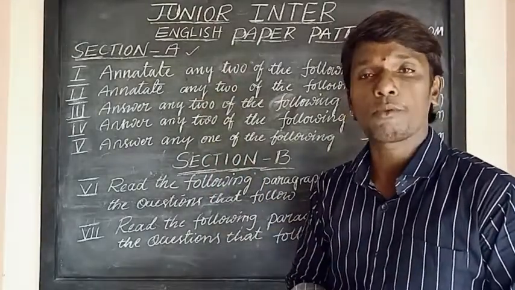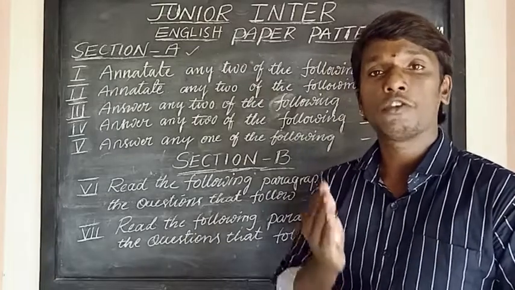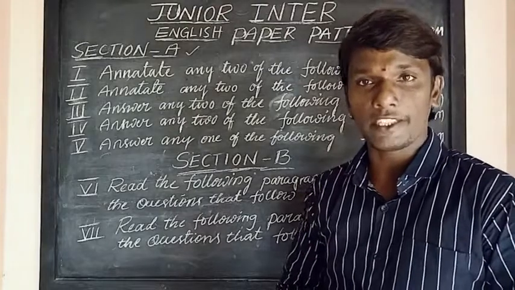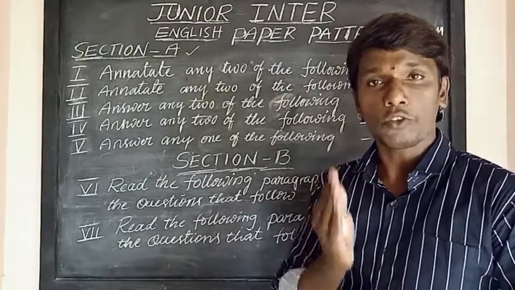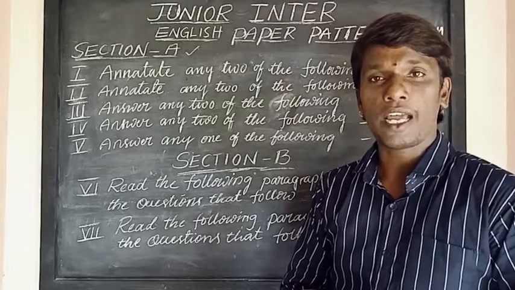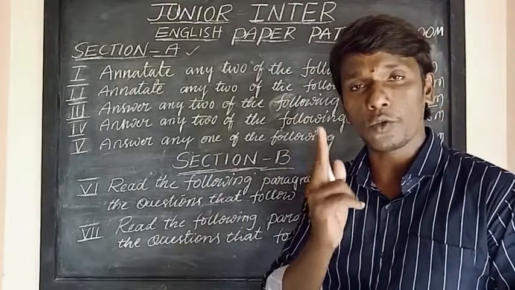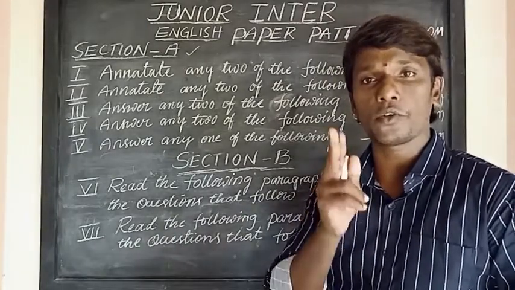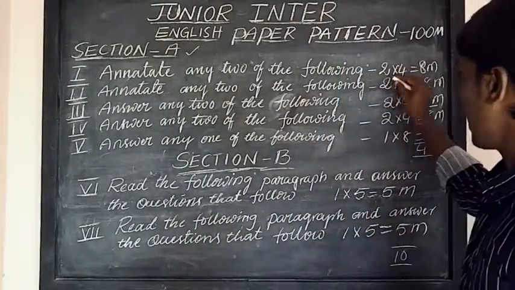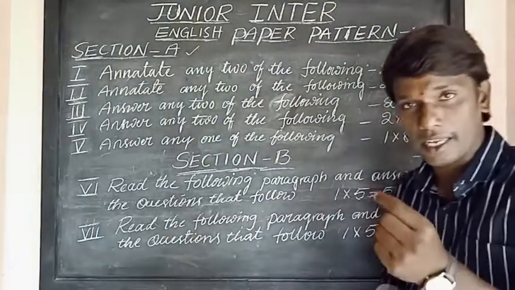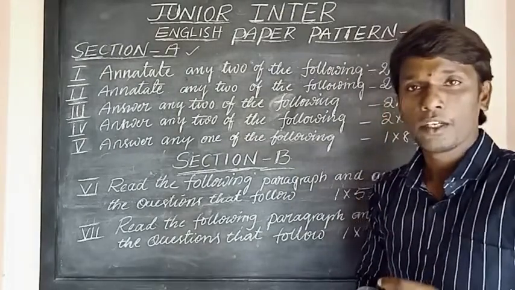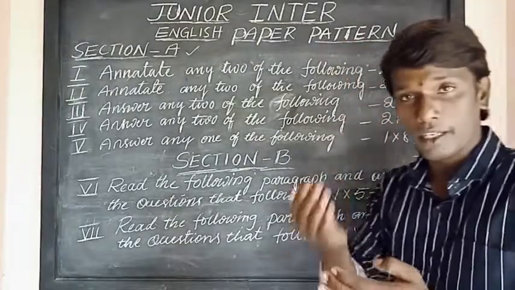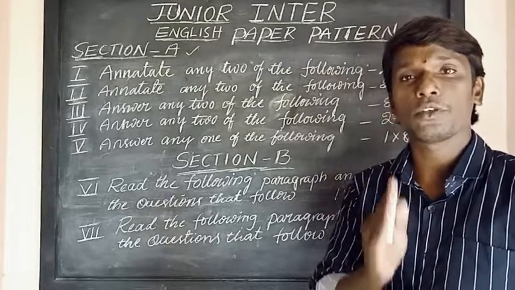Again, I repeat one more time. Under Roman number 1, 4 annotations will be tested from the prose lessons. Out of the 4 annotations, you have a choice of 2 annotations. You can select any 2 annotations which you like most, and those 2 annotations are for 8 marks. Each annotation carries 4 marks, so 2 into 4 is equal to 8 marks. So from Roman number 1, you will get 8 marks.